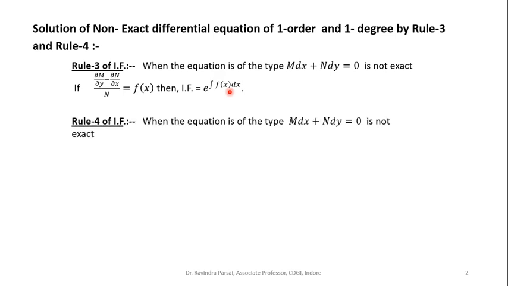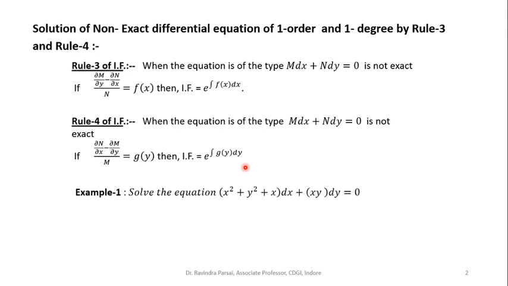Then we come to rule number 4. When the equation of the type M dx plus N dy equal to 0 is not exact, and if the ratio of del N by del x minus del M upon del y, divided by capital M, is a function of y, say g of y, then the integrating factor will be e raised to the integral of g of y dy. Let us understand this rule by examples.